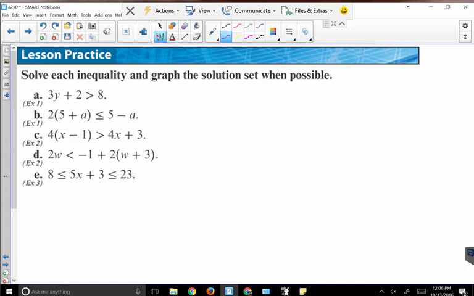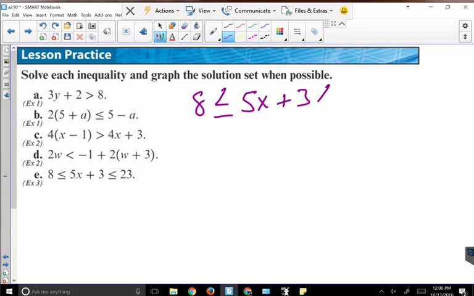Now you're looking at this one and going, what? Yeah, pretty much. Because you get 8 less than or equal to 5x plus 3 is less than or equal to 23.